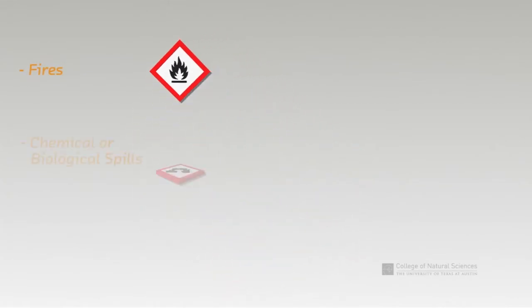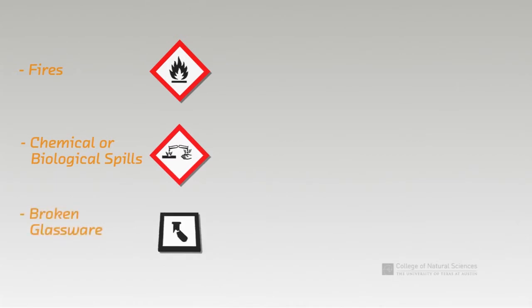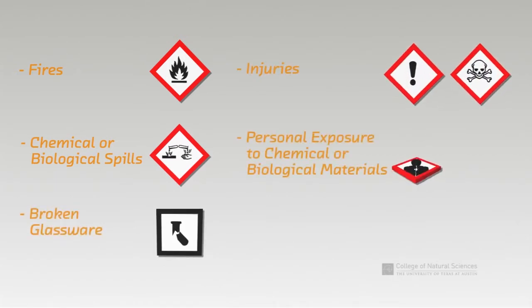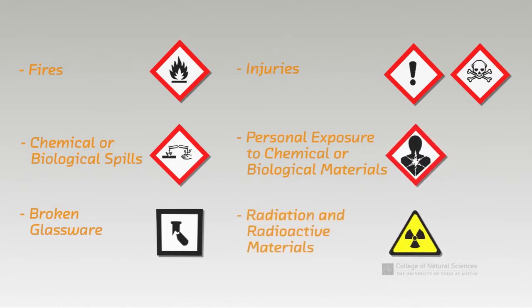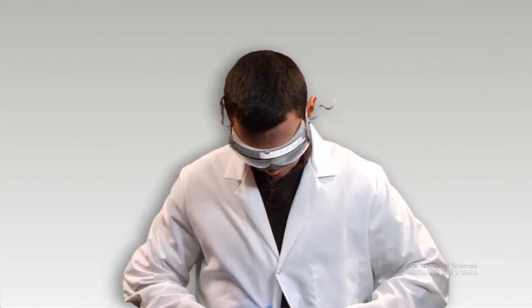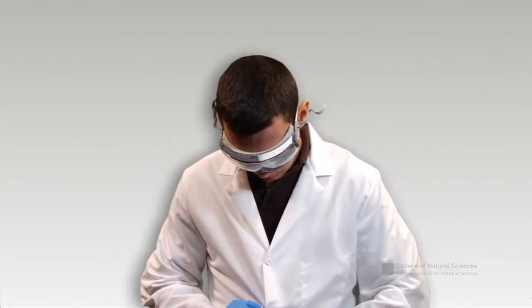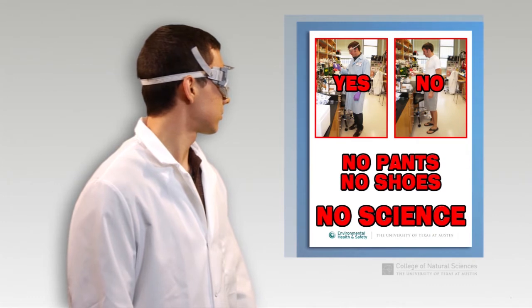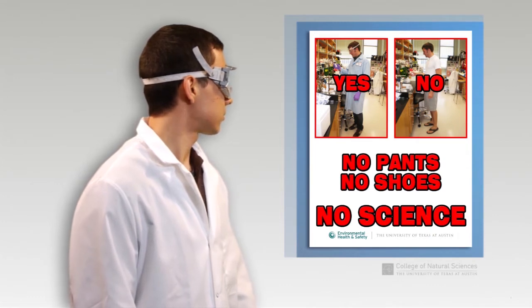fires, chemical or biological spills, broken glassware, injuries, personal exposure to chemical or biological materials, radiation and radioactive materials. Your first line of defense against lab accidents is prevention. By wearing proper PPE and abiding by laboratory rules, the risk of an accident or emergency can be greatly reduced.